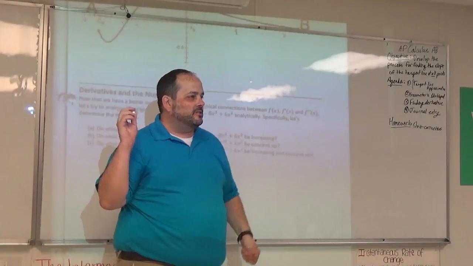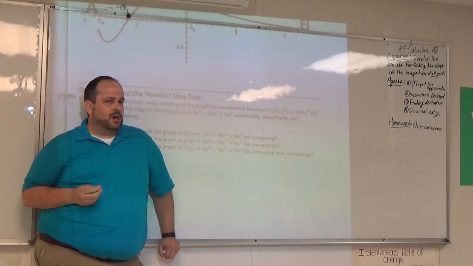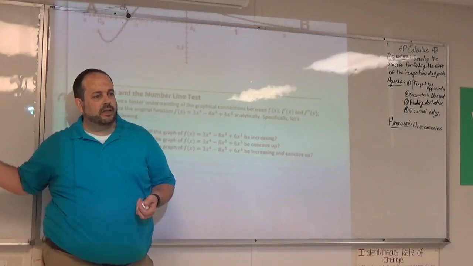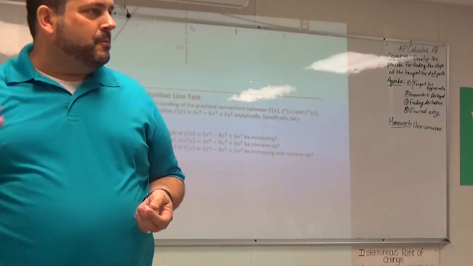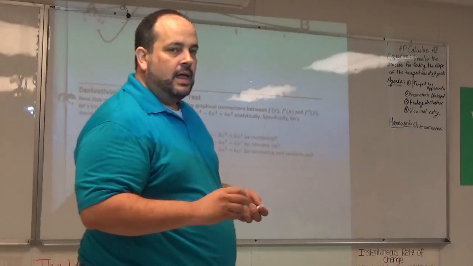All right. F is increasing. What do you know for sure? David, what do you know for sure? F prime is positive. Love it. F prime is equal to 0. What do you know for sure? Steven: F has a horizontal tangent line.